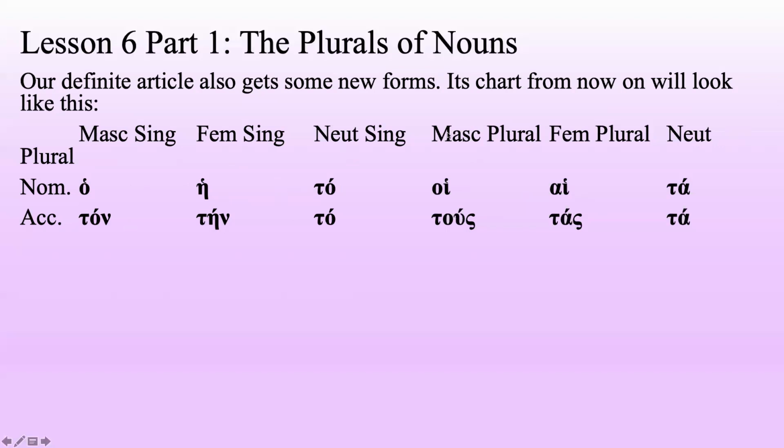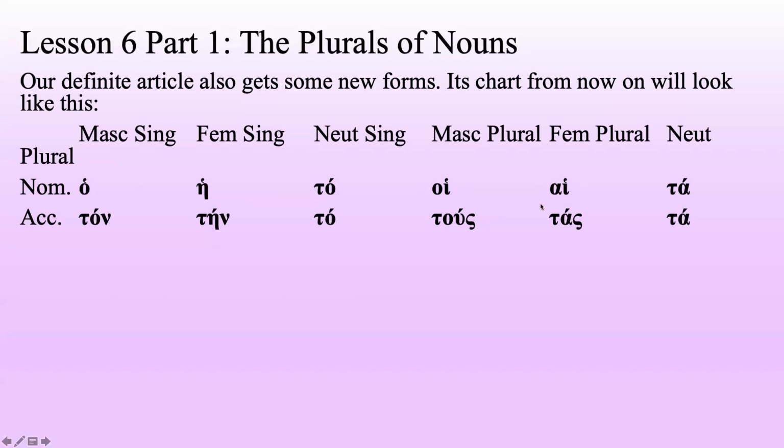Now here are the plurals. Masculine plural nominative is hoi, masculine plural accusative is tus. Now, if we were to go back to the last screen, we would find that oi is the ending for the masculine plural nominative for second declension nouns, and us is the ending for masculine plural accusative second declension nouns. So we can remember these because we've already learned the oi and we've already learned the us. I'll come back to why this doesn't have a tau in a moment.